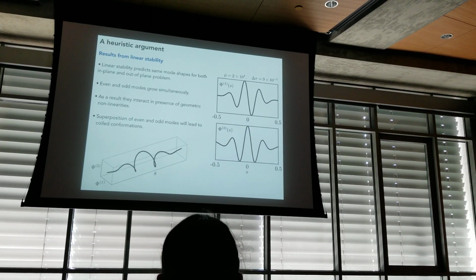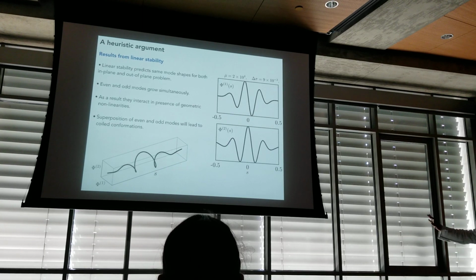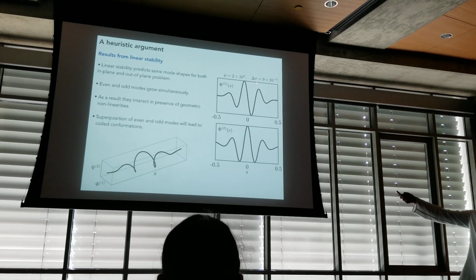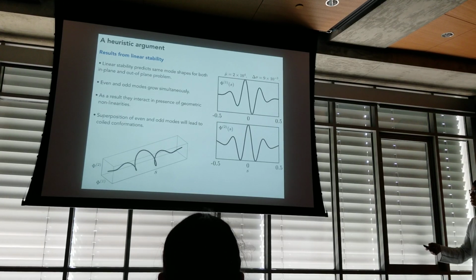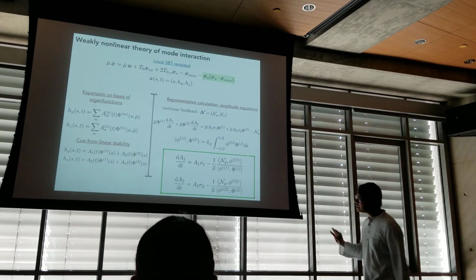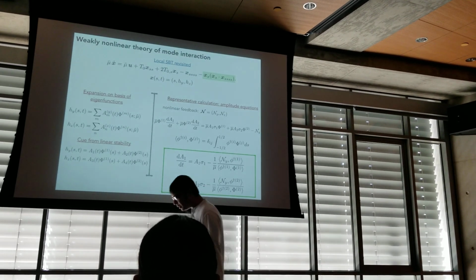And maybe their interaction can lead to this helical structure. That's our intuition. And just to illustrate that, you have one even mode and one odd mode. The eigenvalues are closely placed. If you just take a linear combination, you get this helical structure already. So this is a bit hand wavy, and we wanted to make this a bit formal.